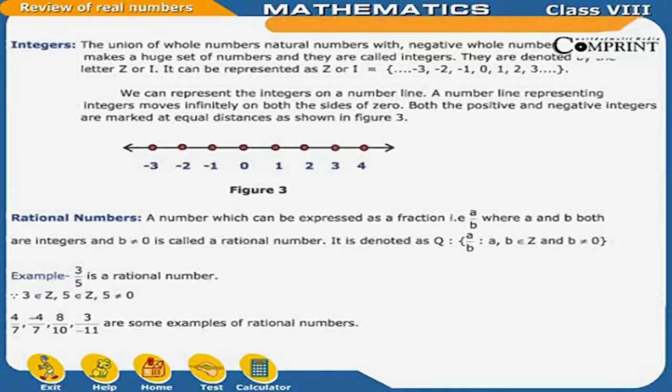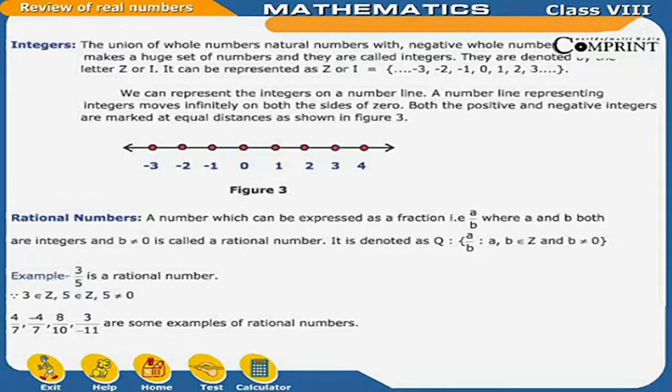Integers. The union of whole numbers and natural numbers with negative whole numbers makes a huge set of numbers, and they are called integers. They are denoted by the letter Z or capital I. It can be represented as capital Z is equal to the set of minus 3, minus 2, minus 1, 0, 1, 2, 3, etc. We can represent the integers on a number line. A number line representing integers moves infinitely in both directions of 0. Both the positive and negative integers are marked at equal distances as shown below in the figure.